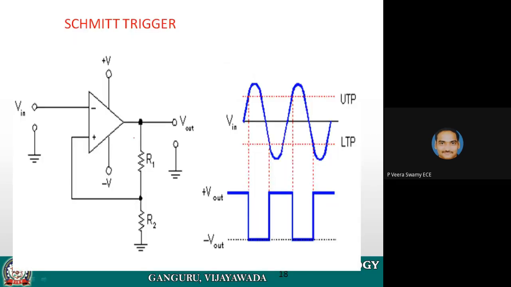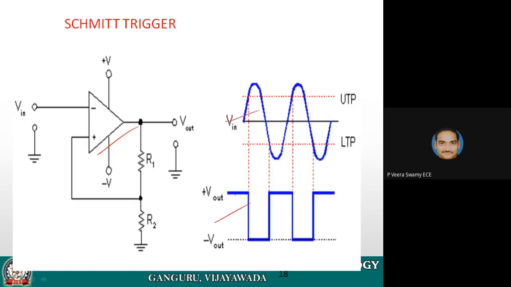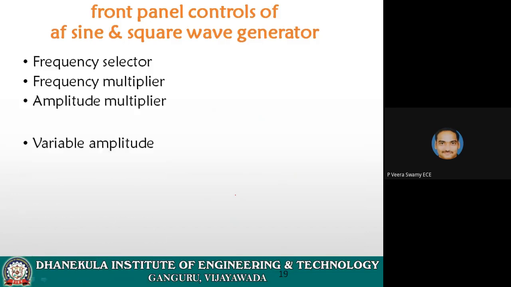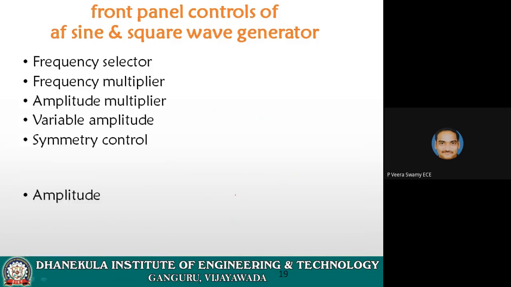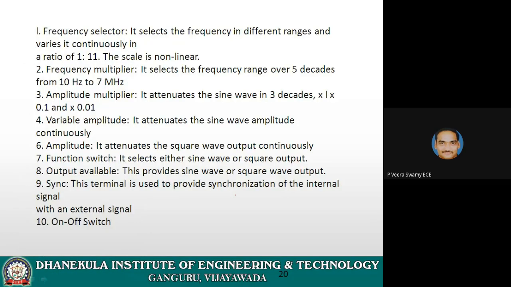This is a Schmitt trigger, a simple way to convert a sine wave into a square wave. So this is the circuit for converting a sine wave into a square wave. Here we have a square wave shaper, which is a Schmitt trigger. And these are the different front panel controls of a sine square wave generator, and this is the description of those front panel controls.